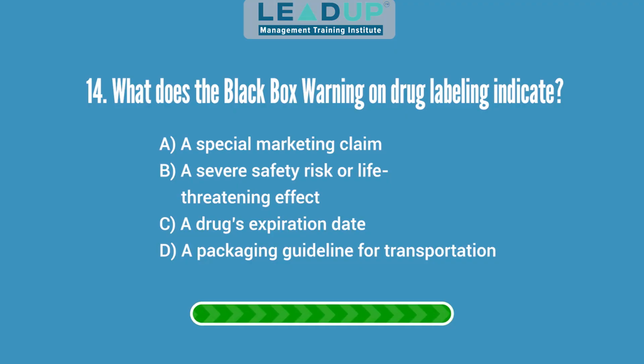Question 14. What does the black box warning on drug labelling indicate? A. A special marketing claim. B. A severe safety risk or life-threatening effect. C. A drug's expiration date. And D. A packaging guideline for transportation. The answer is a severe safety risk or life-threatening effect.